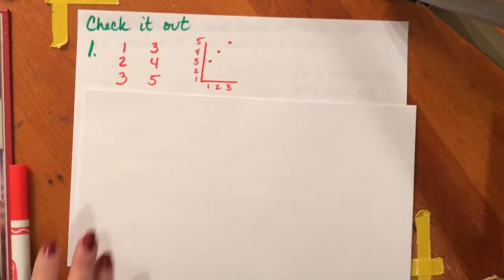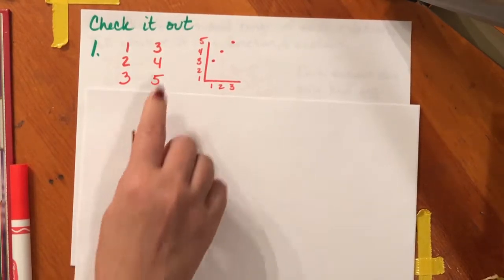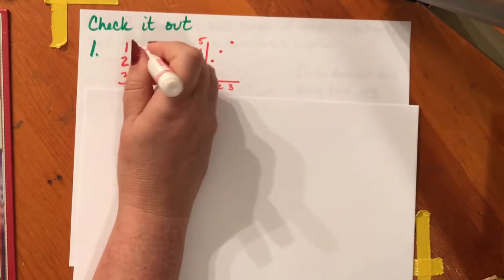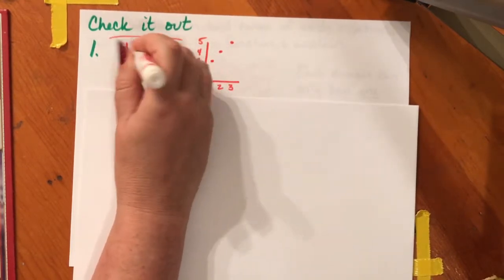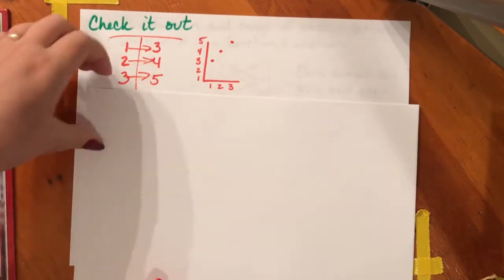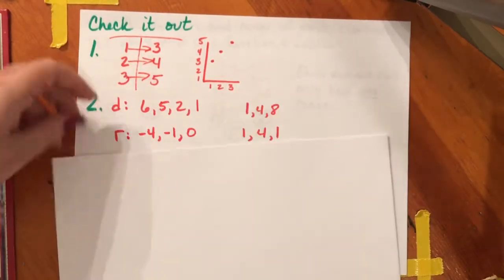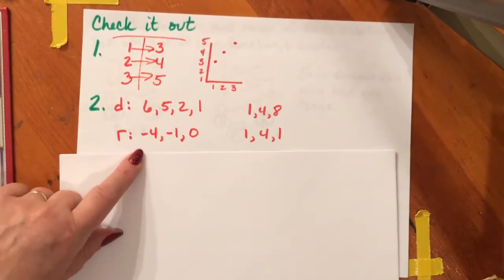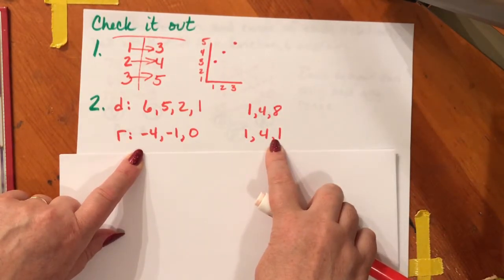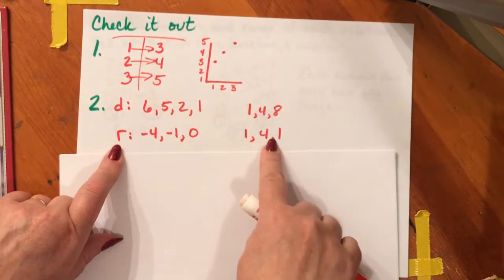So Check It Out number 1 has this in a table and a graph and a mapping diagram. And this is a table if I do this, and it's a mapping diagram if I do this. So there, ta-da. Number 2, the domain and the range for each of 2a and 2b.